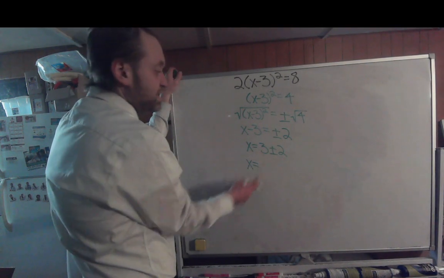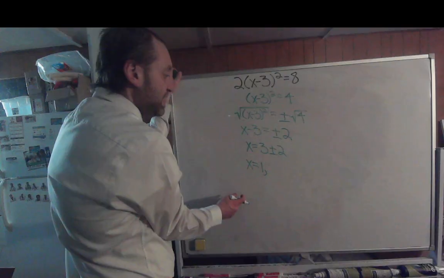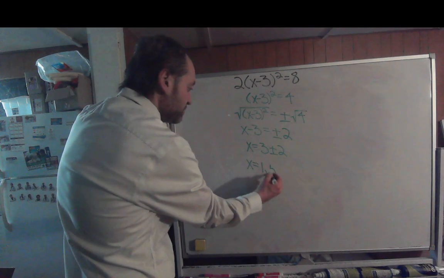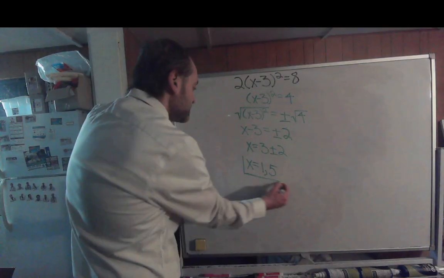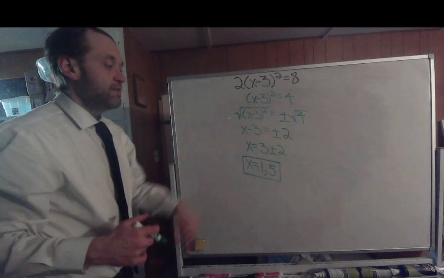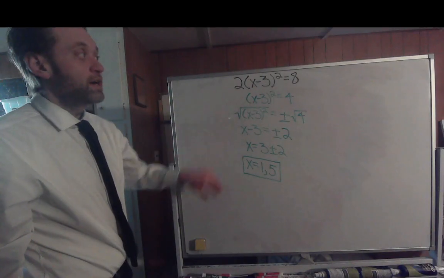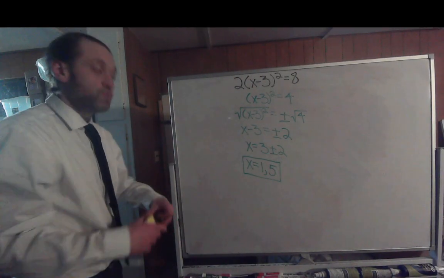If we take x equals 3 minus 2, x would equal 1. If we take x equals 3 plus 2, x would equal 5. So the solution to this is going to be x equals both 1 and 5. Those are the two solutions. And if you put either of those in for your x values, you would in fact get a true statement.